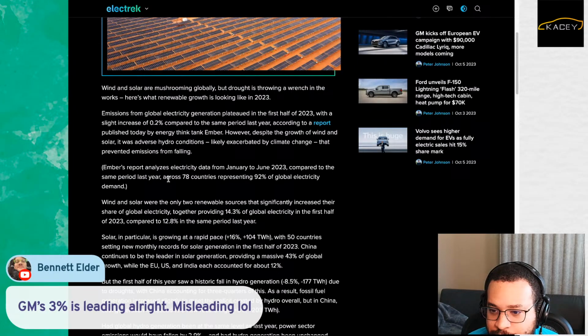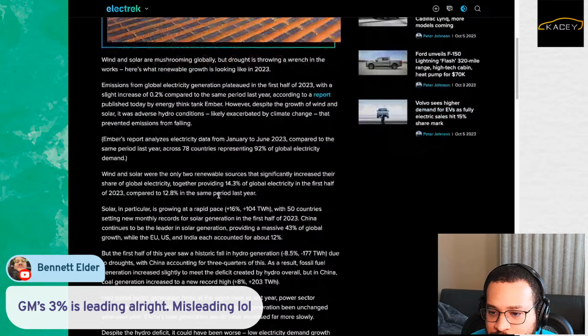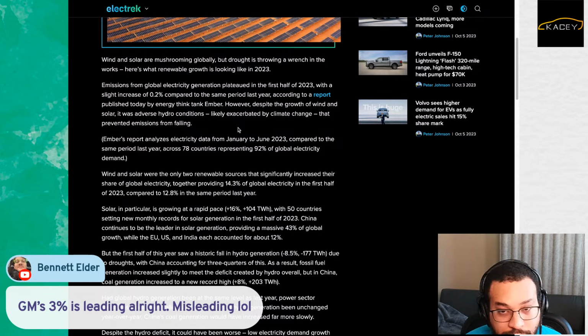Let's see. Last year, 78 countries, 90% of the global demand. Analyzed data from January to June of 23. So this is a 6-month report rather than a 3-month. Wind and solar were the only two renewable resources that significantly increased their share of global electricity, together providing 14.3% of global electricity in the first half of 2023, compared to 12.8% in the same period last year. We're getting there, almost 25%.